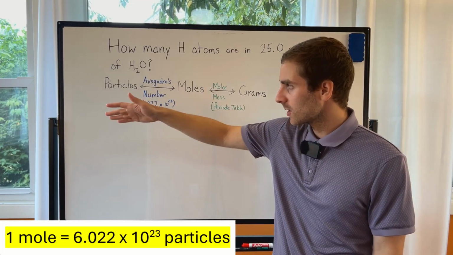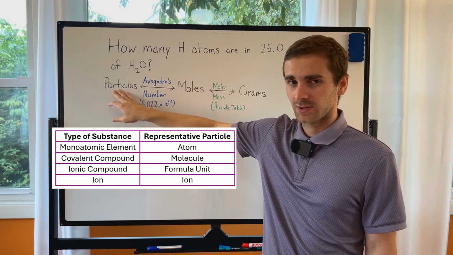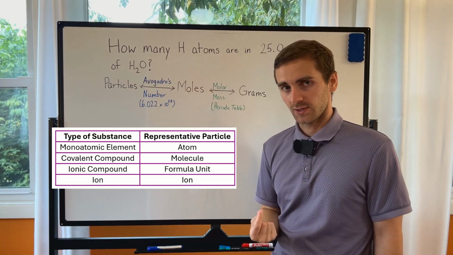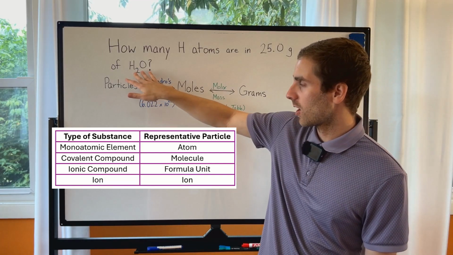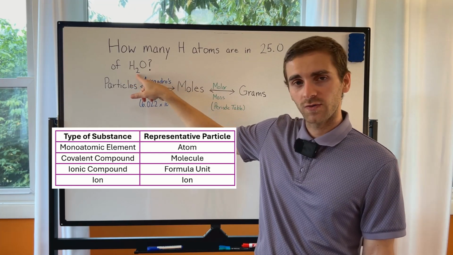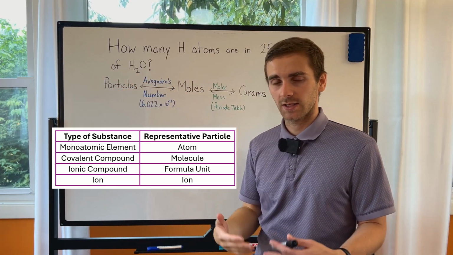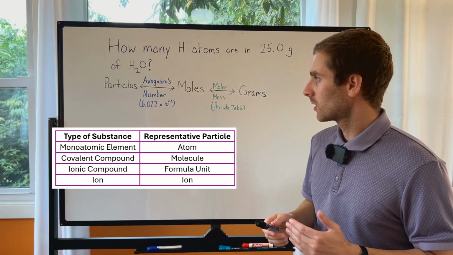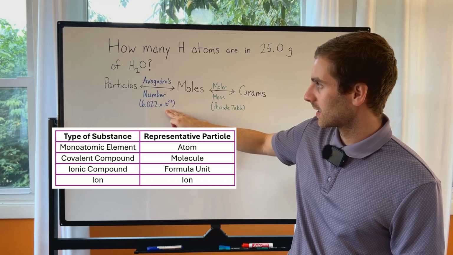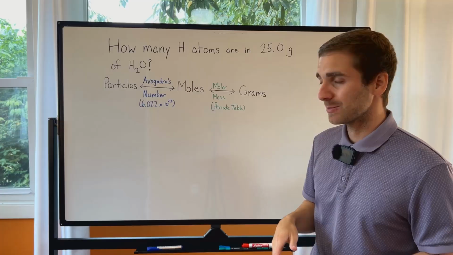Now the particles, this can be a little bit tricky. Sometimes the particles are atoms themselves. Sometimes they're molecules or formula units. Kind of depends on what our substance is. So here our substance is water, H2O. This is not just like an individual element. This is a covalent compound. So the individual particles of a covalent compound are called molecules. Okay, so 1 mole of water is this many water H2O molecules. We'll see how that plays in.